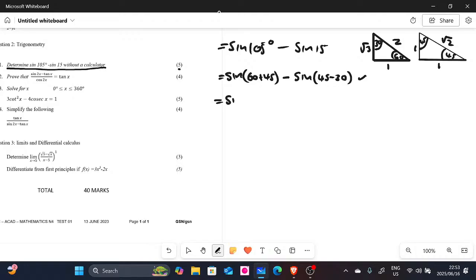All right, so let's expand this. So this is gonna be sine 60, right, multiplied by cos 45, right? And then since we have plus there, we're gonna have plus between this expansion. So again, we're gonna have sine 45 this time around multiplied by cos 60, right?